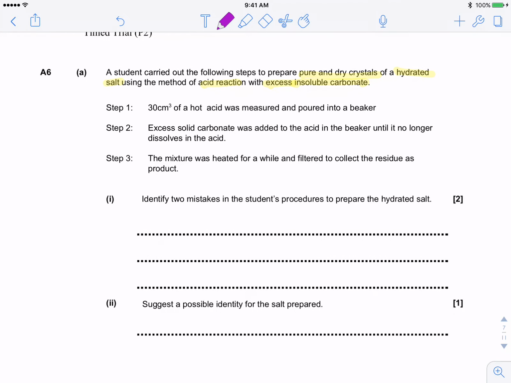Question 6. Students carry out the following steps to prepare hydrated salt. Okay, so they want it pure, they want it dry, and they want it to be hydrated. Acid plus excess insoluble carbonate. So first, you measure the acid, pour into a beaker, you add excess carbonate to the acid until it no longer dissolves. Okay, so it means that it is saturated. Then they heat it for a while and filter to collect the residue. Identify 2 mistakes in the procedures to prepare the hydrated salt.